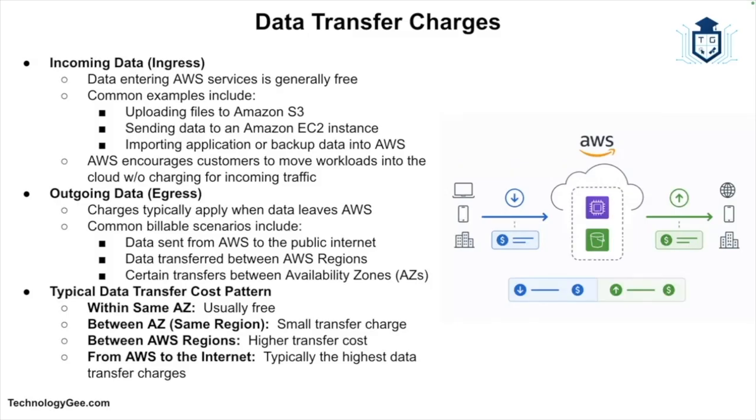Within the same availability zone, it is usually free. Between availability zones in the same region, you're going to pay a small cost. Between regions, you're going to pay a higher cost. And between AWS and the internet, you're going to pay the highest cost. And this is why architecture design matters, because a poorly designed system that moves data across regions unnecessarily can rack up some huge bills.